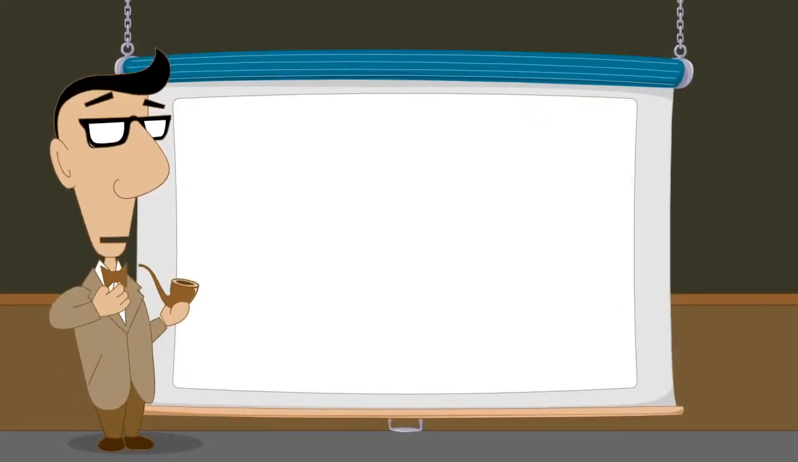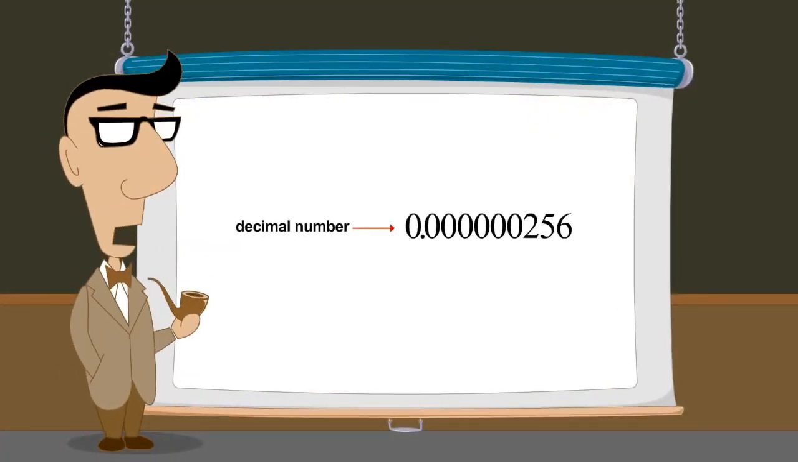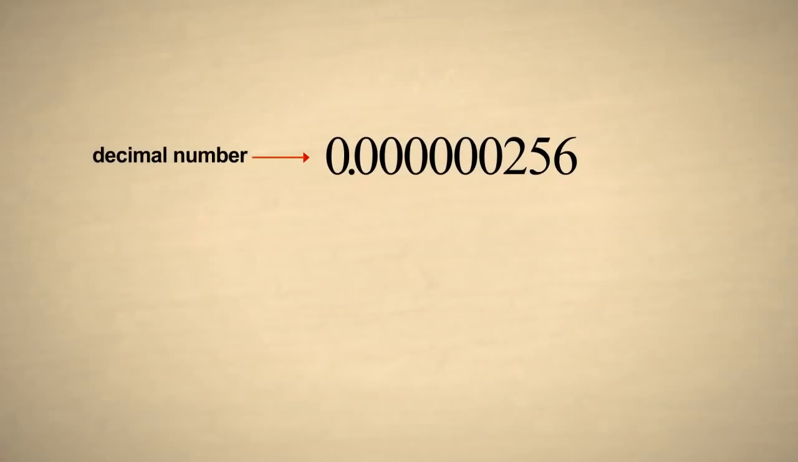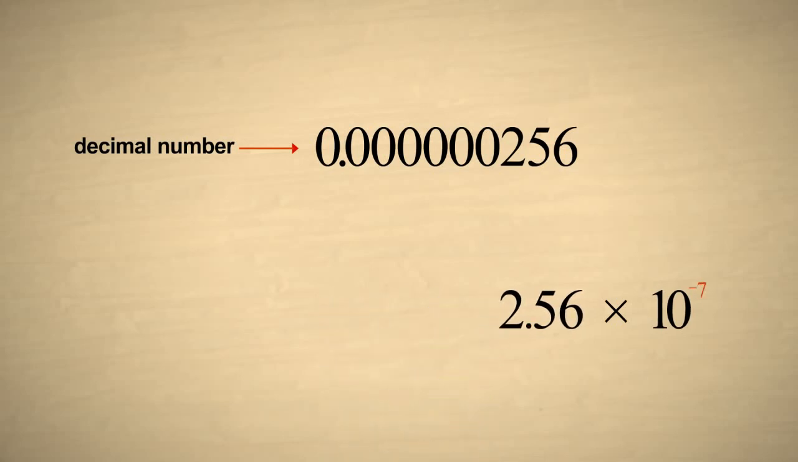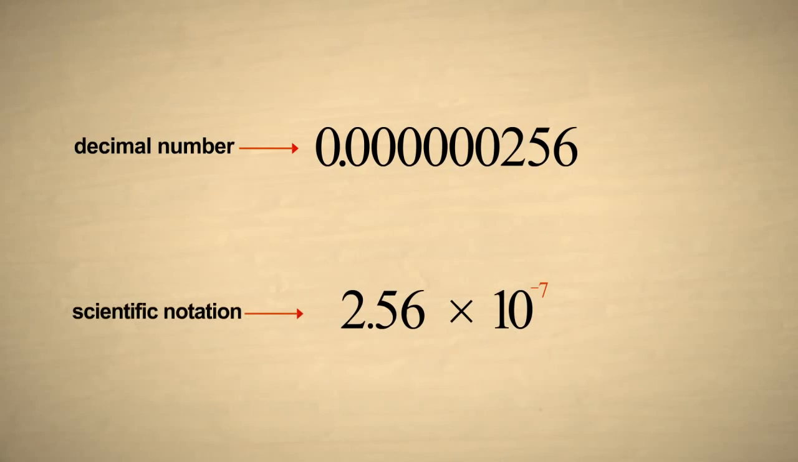For our final example, let's convert a very small decimal number to scientific notation. We add a multiplier of 10 to the 0 power. To reposition the decimal point after the first non-zero digit, we will need to move it 7 columns to the right. Therefore, we must decrease the exponent of the multiplier by 7. The number is now written in scientific notation.